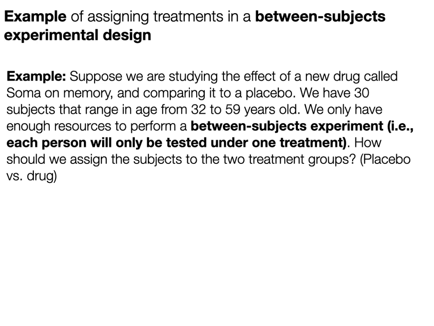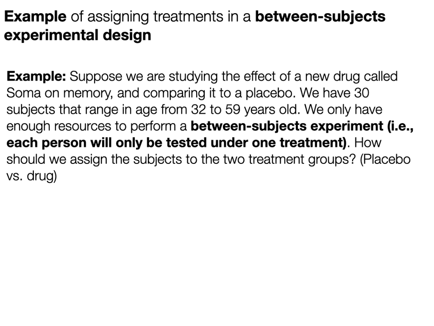Okay, so here's a hypothetical example. Suppose we're studying the effect of a new drug called Soma on memory, and we want to compare it to a placebo, and we have 30 subjects that range in age from 32 years old to 59 years old, and we only have enough resources to perform a between subjects experiment. So each person is only going to be tested on one of the 2 treatment groups, either Soma, the drug, or the placebo. How should we assign the subjects to these treatment groups?